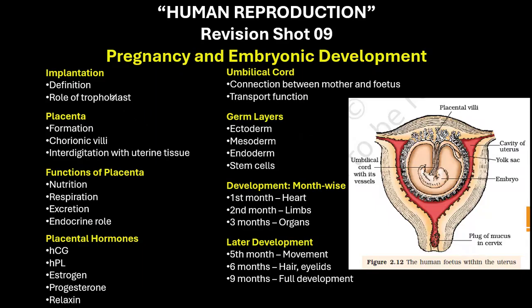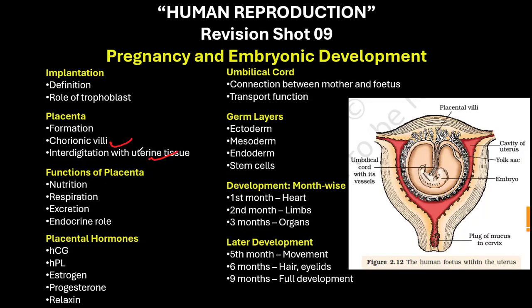Now, placenta formation happens soon after implantation. The trophoblast develops finger-like projections, which are called chorionic villi. These villi grow deep into the uterine tissue and come in close contact with the maternal blood. Together, the chorionic villi and uterine tissue form the structural and functional unit, which is called the placenta. So the interdigitation happens here, and the placenta is formed.